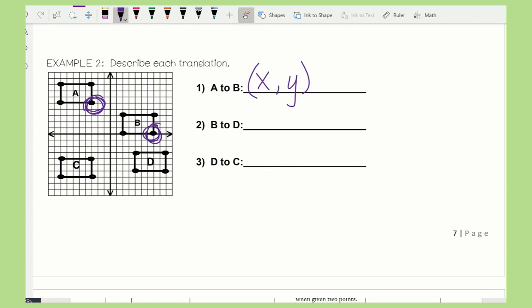So I went to the right 1, 2, 3, 4, 5, 6, 7, 8, 9, 10. So my rule is x plus 10. And then I went down 1, 2, 3, 4, 5. So y minus 5. So finish off those two examples, and then you'll check in with me to see if you got them correct, and then you will move on. Good luck.